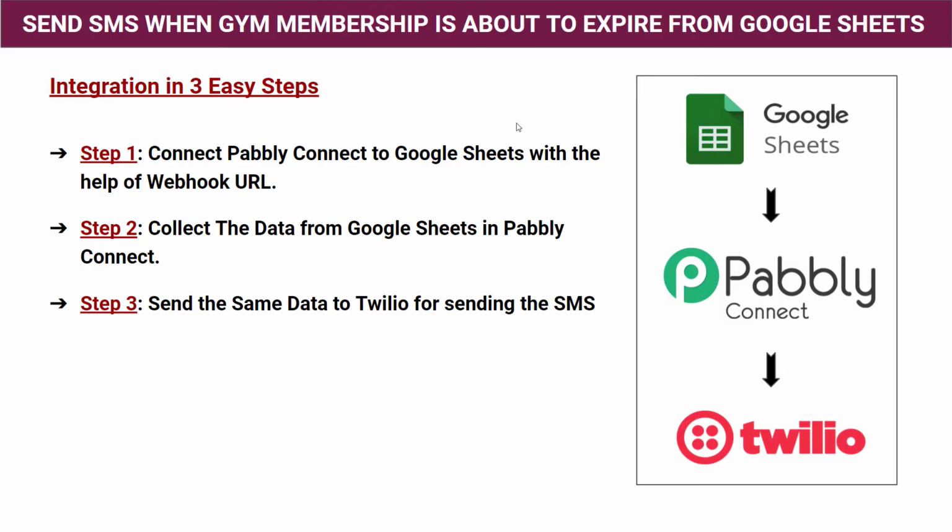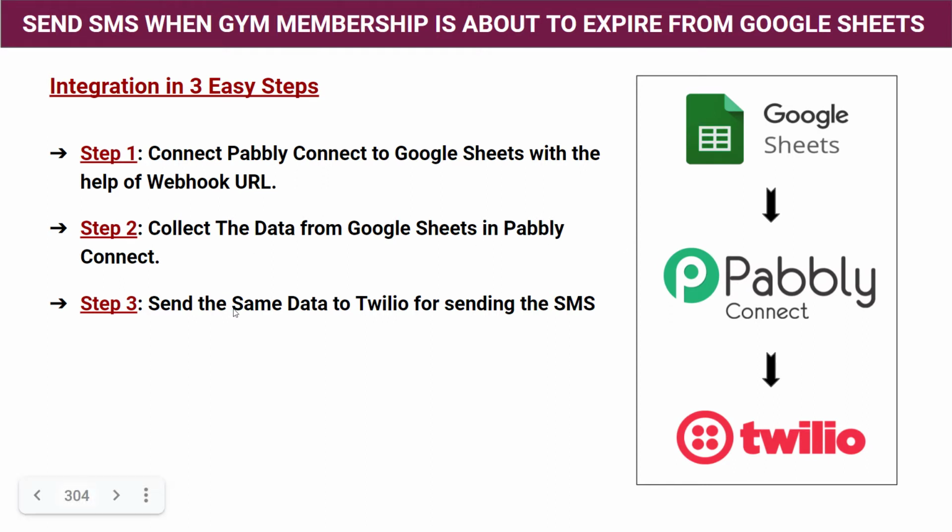Okay, so this is how the integration is going to work. First of all, you are going to integrate Google Sheets and Pabbly Connect with the help of a webhook URL. So the idea is that you're going to copy the webhook URL from Pabbly Connect and paste it into Google Sheets. Now in the second step, you are going to create a dummy row in Google Sheets and the data of this particular row will be made available in Pabbly Connect.